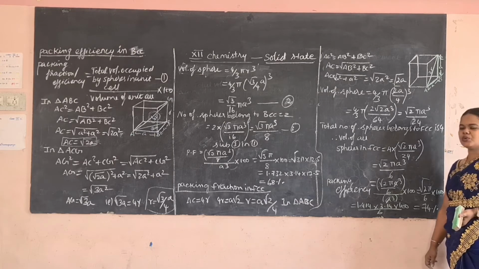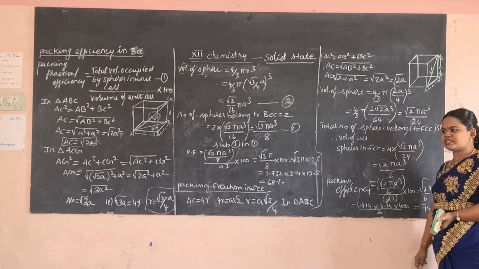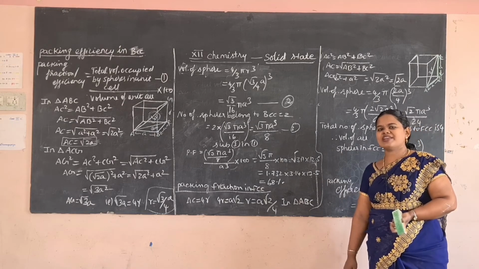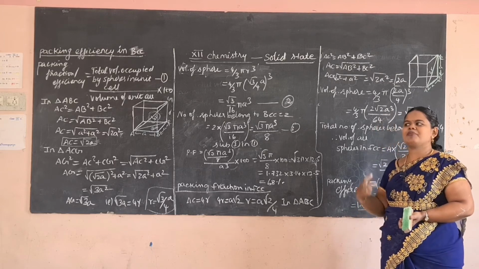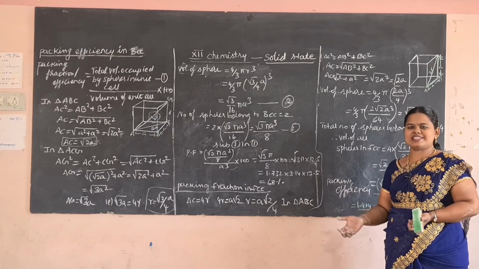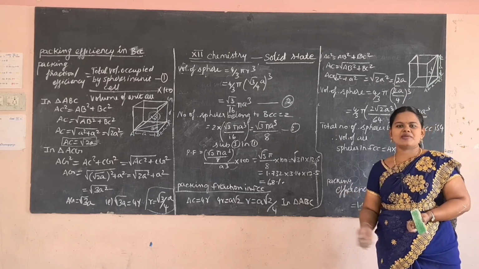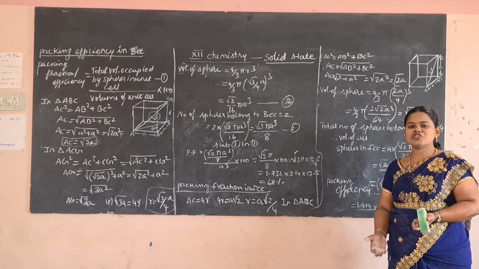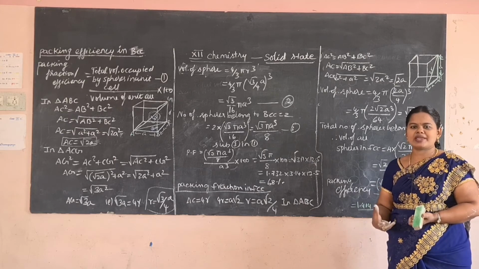So compared to SC and BCC, FCC has more packing efficiency or packing fraction. So what is the tightly packed or closely packed arrangement? FCC. So FCC is the tightly packed or closely packed arrangement, and in FCC there is efficient packing.